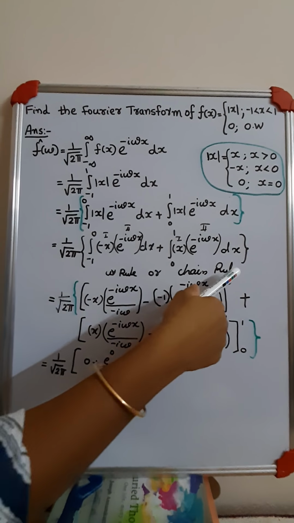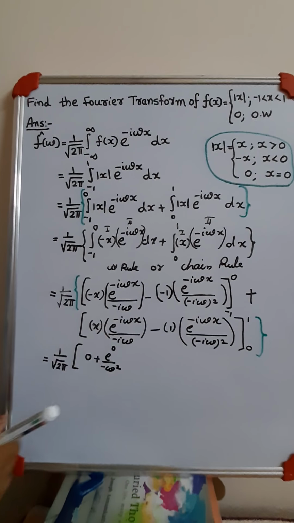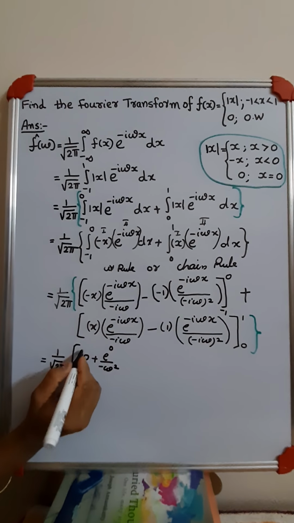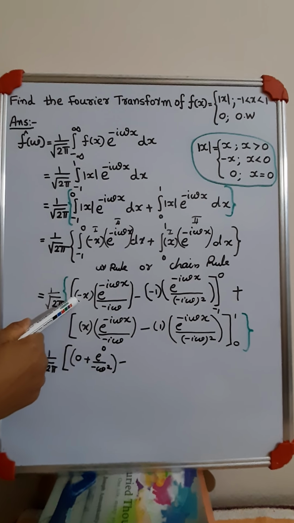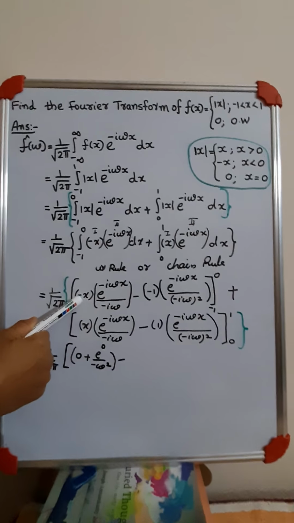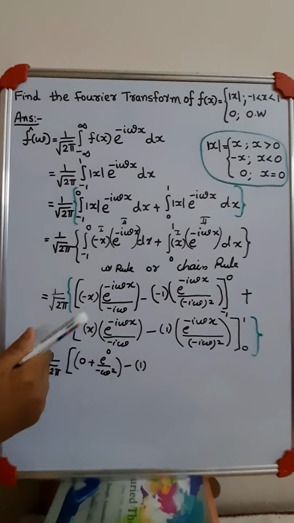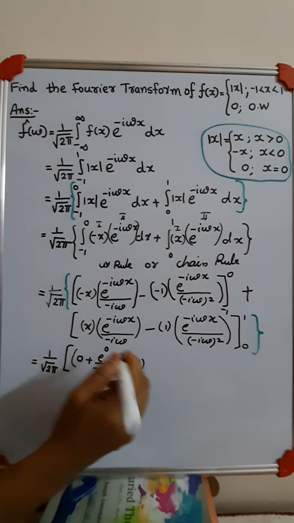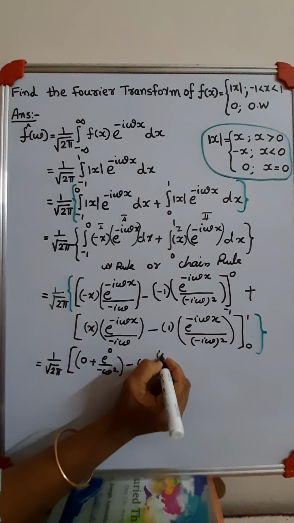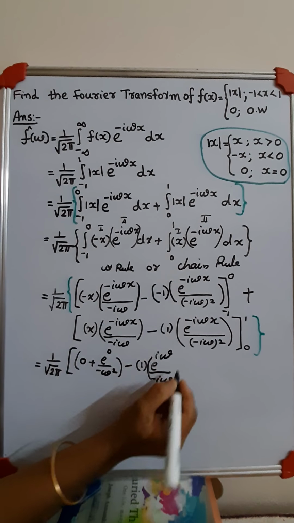That is the substitution of the upper limit. Then substitute the lower limit: upper limit minus lower limit. Put x equal to minus 1. X equal to minus 1 means minus of minus 1 plus 1, then e raised to minus of I omega x into minus 1, so plus I omega e raised to I omega divided by minus of I omega.